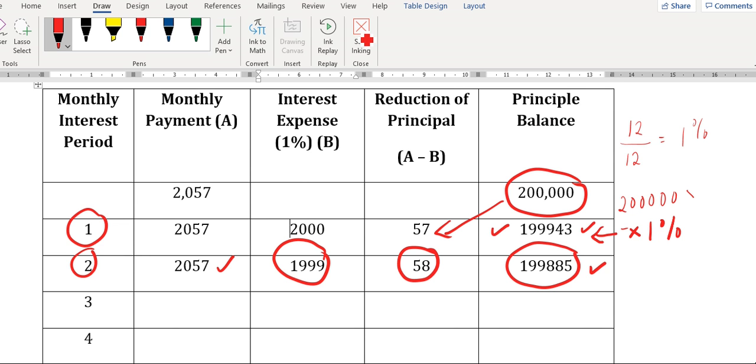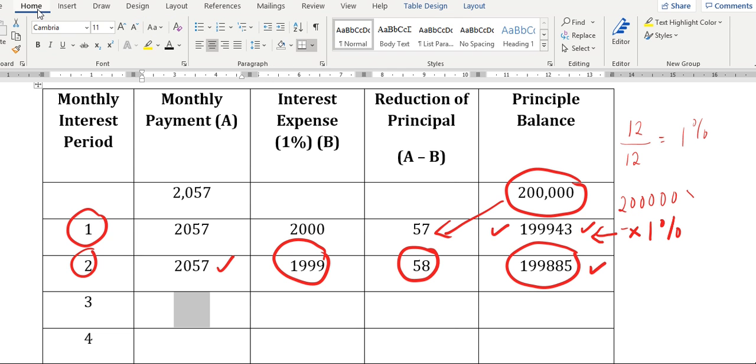Alright, so now I'm going to make payments for the third month. So the third month I am also paying the same amount, 2,057. So how much is actually the interest for the third month when I'm paying 2,057? Okay, so we will calculate the interest from the balance, that is 199,885. The interest is actually, you will round out the number, right? So it is actually 1,999 as well.